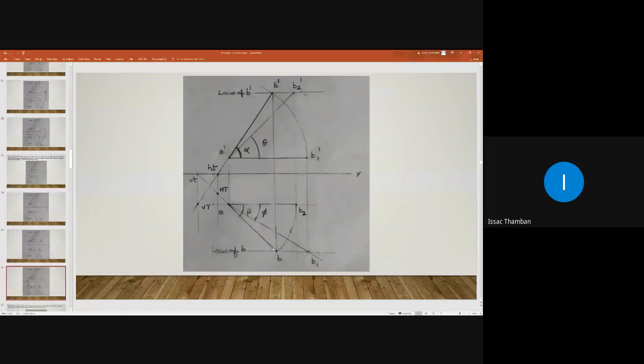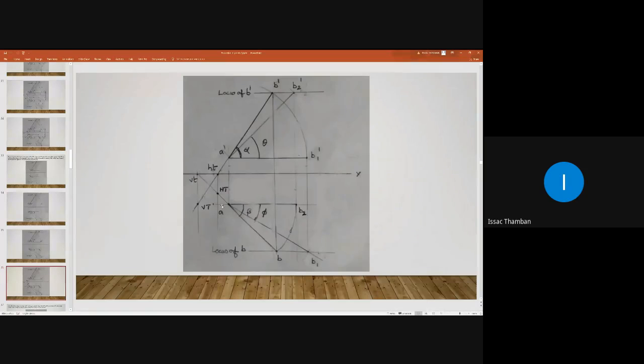So what are the steps? Extend line AB, that is the plan, to meet the XY line and mark it as small v. Through point small v, you are drawing a vertical projector line like this. After that, you extend the elevation, that is A dash B dash, like this, and intersect the vertical projector line, and that point is our actual vertical trace VP.